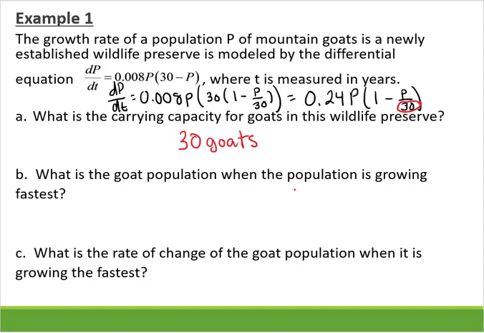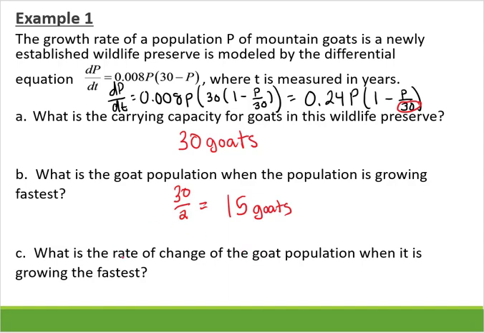What is the goat population when the population is growing the fastest? So that's at the inflection point. And what we'll do in class is we'll graph this, and I want to show you guys that this happens at 30 over 2, or half the carrying capacity, so 15 goats.